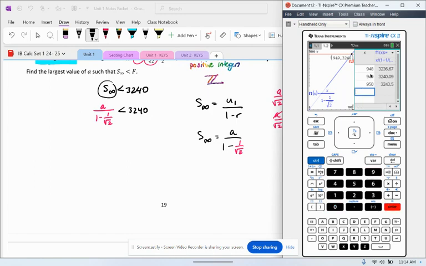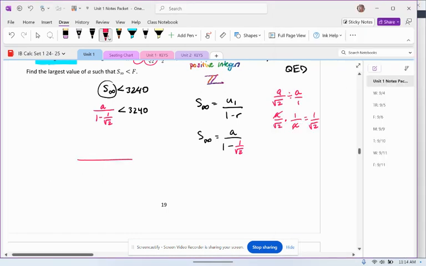Let's analyze what's going on. Okay, so we're basically creeping along the x-axis. We get to 948. What is the sum when n equals 948? It is 3,236.67. That is in fact less than 3,240.